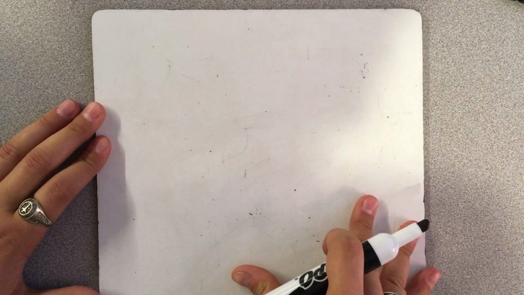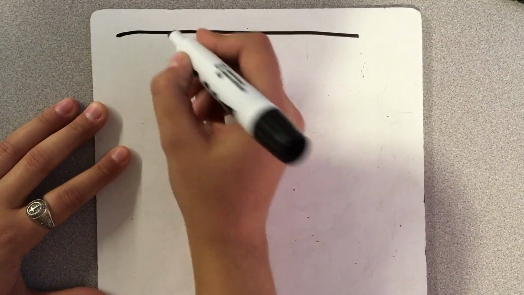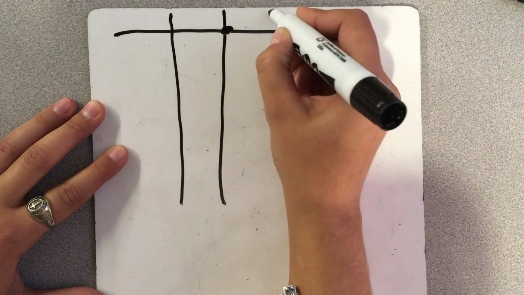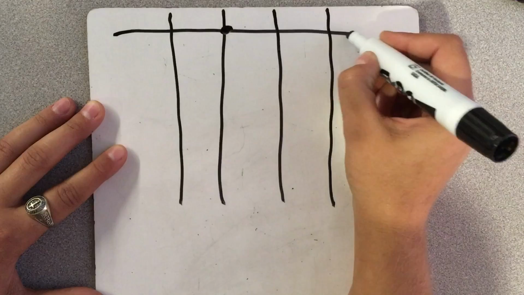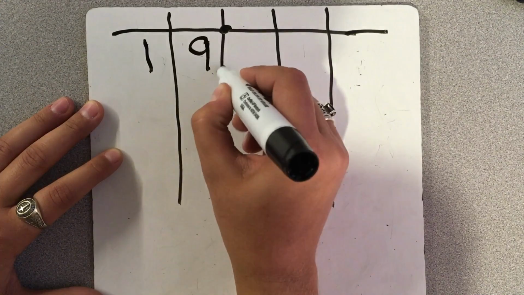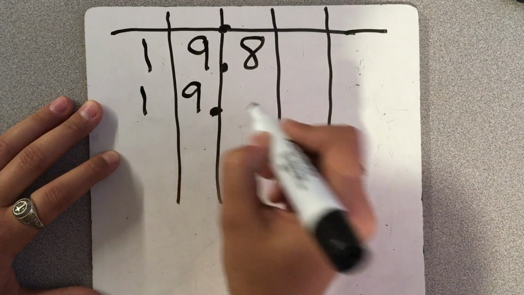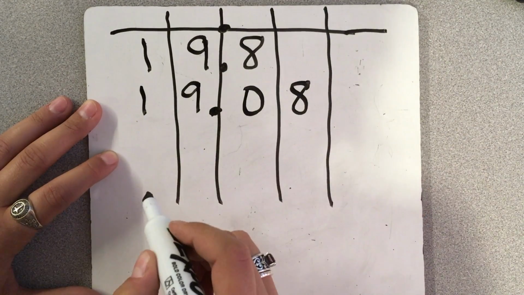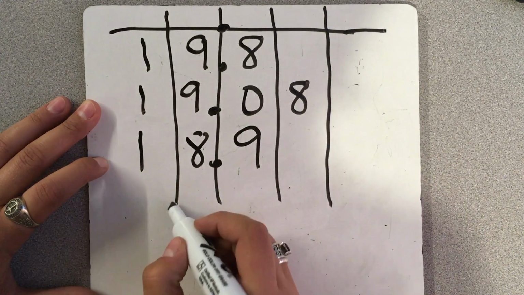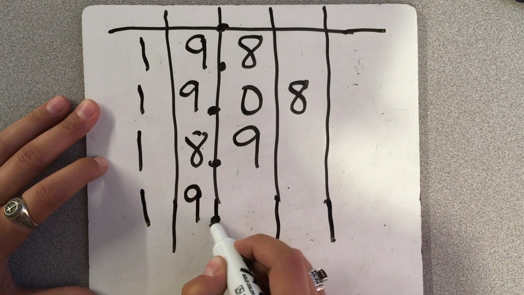Now I want to show a great strategy for comparing decimals. So I always want a place value chart to be created because that helps the students compare numbers that might look confusing. So I'm just going to pick some random numbers, 19 and 8/10, 19 and 8/100, 18 and 9/10.